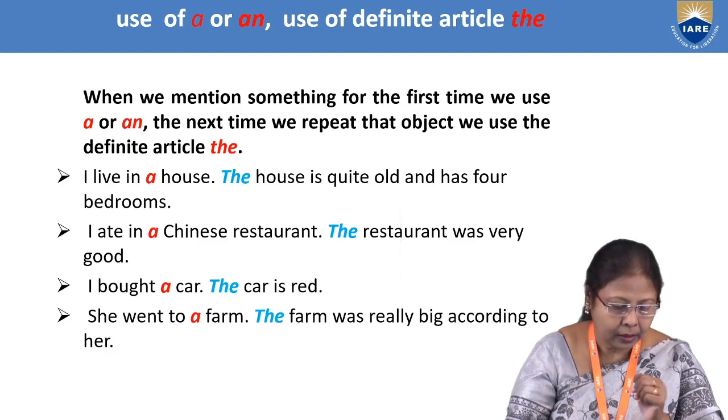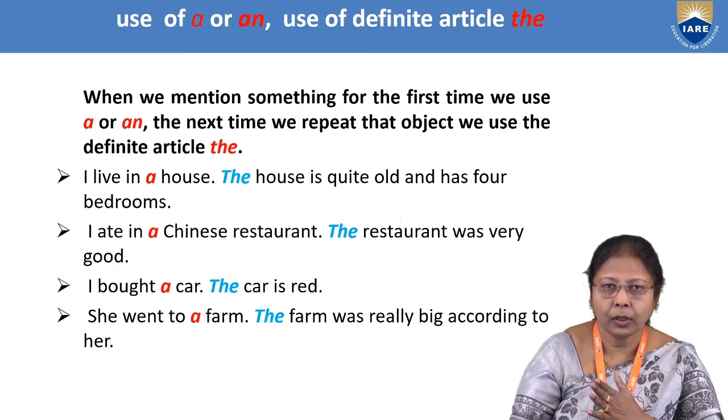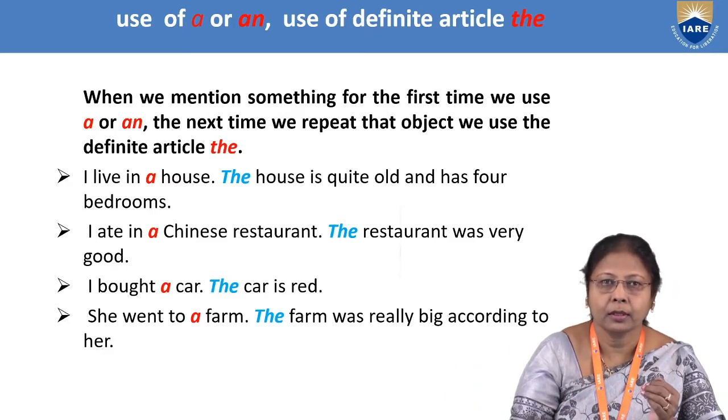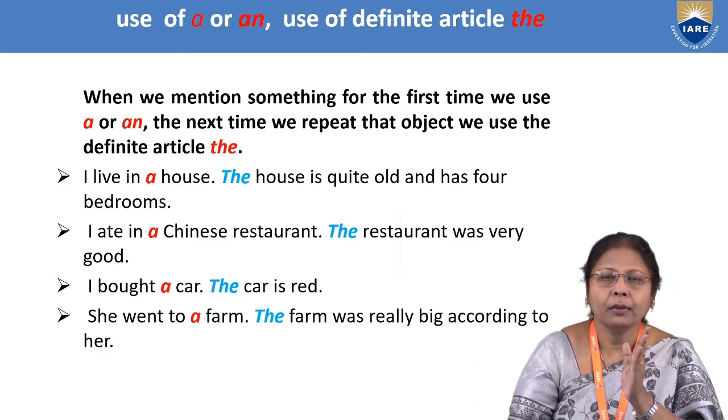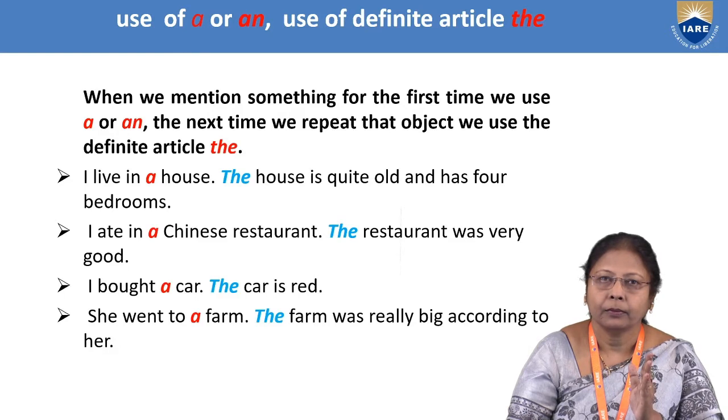And the next sentence is, she went to a farm. Farm, you know, land, a piece of land, whatever it is. So, she went to a farm. First time you are going to introduce the farm. So, here you have to use the indefinite article a. She went to a farm.